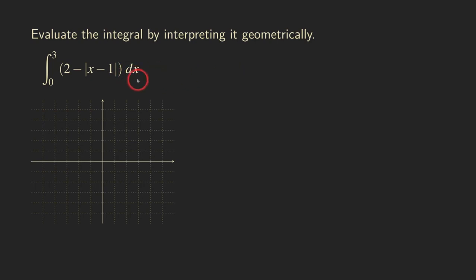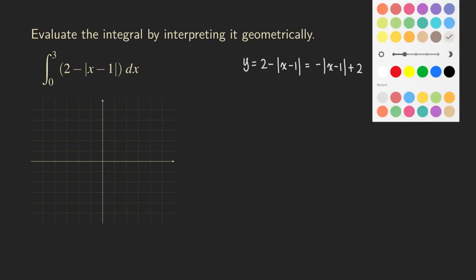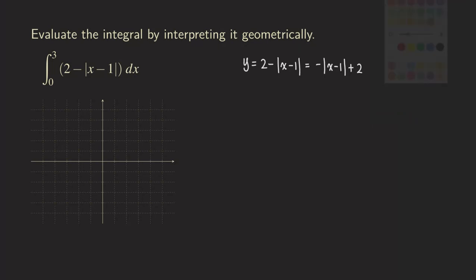So first, we got to graph this function. So the function is y equals 2 minus absolute value x minus 1. And then if we rewrite it, then we can see that there is the negative absolute value x minus 1. And then what do we have here? Plus 2. Okay, so now what are we going to do? We are going to just use transformations to help us graph this function really quickly.